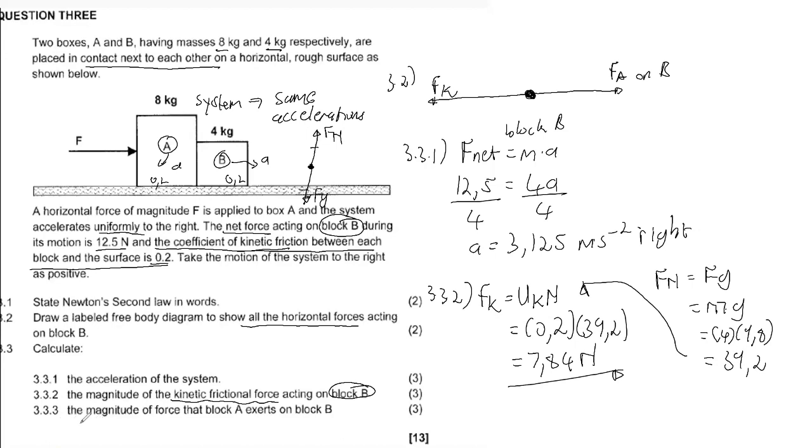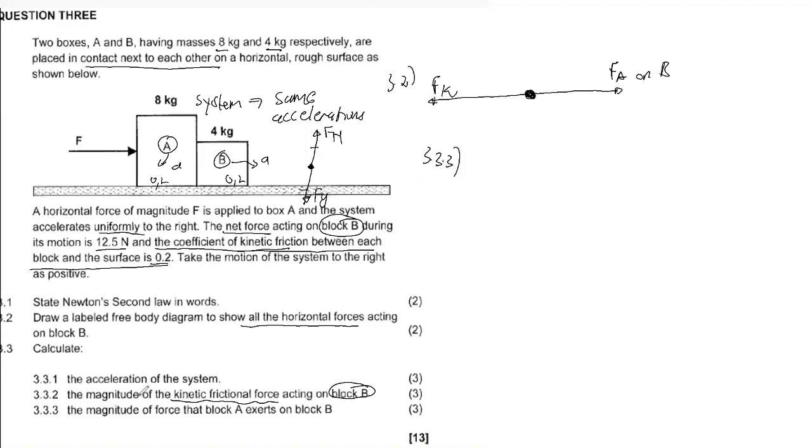Then 3.3.3 says calculate the magnitude of force that block A exerts on block B. If you can just allow me to erase only this part here. The magnitude of force that block A exerts on block B, as we can see here, is the force of A on B. This is what we are trying to calculate, the magnitude of this force here.